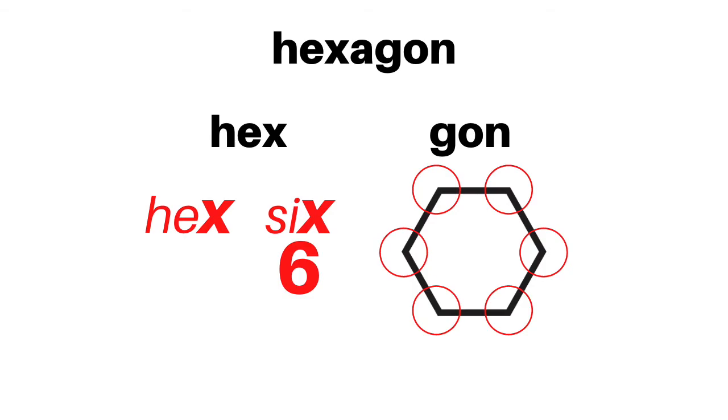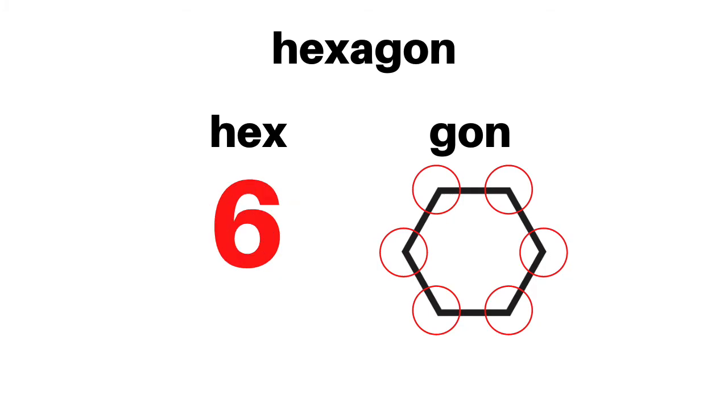Unfortunately, this idea won't be very helpful if you speak a language where the word for 6 doesn't have an X in it. But if you speak English, the letter X is a very effective way to remember hexagon 6.